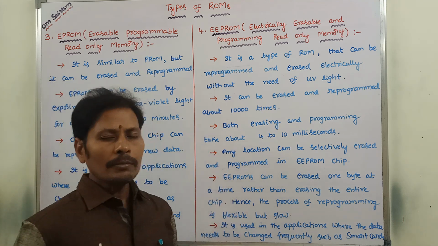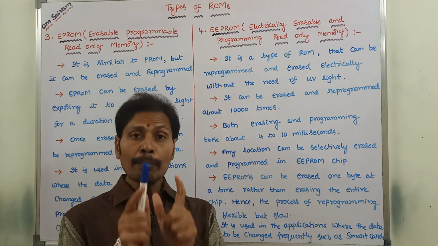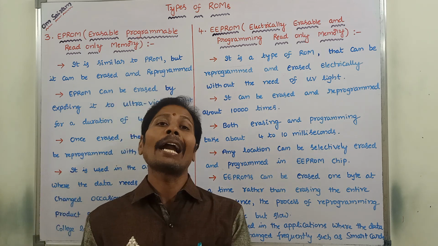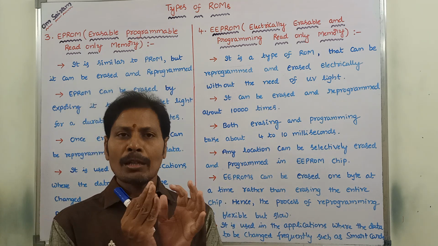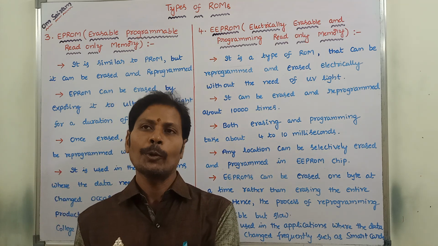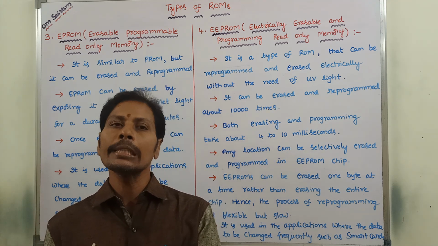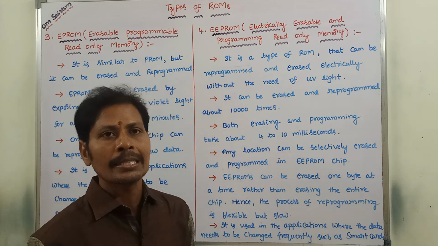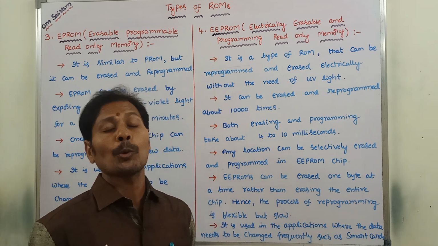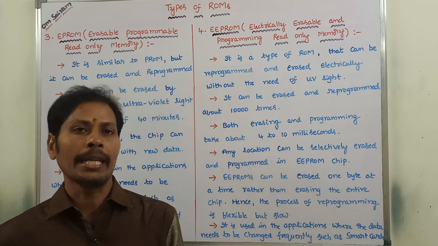Next one, EEPROM chips can be erased 1 byte at a time instead of erasing the entire chip. Okay, it is not possible to erase the entire chip at a time. Only 1 byte at a time can be erased in the EEPROM chip. Hence, the process of reprogramming is flexible, but it can be done slowly.